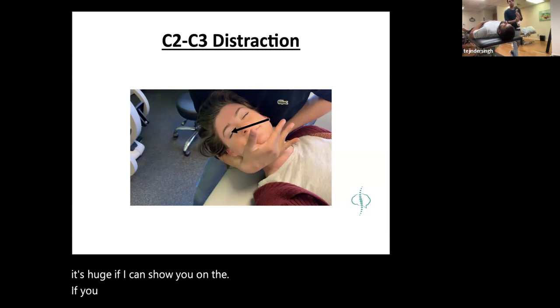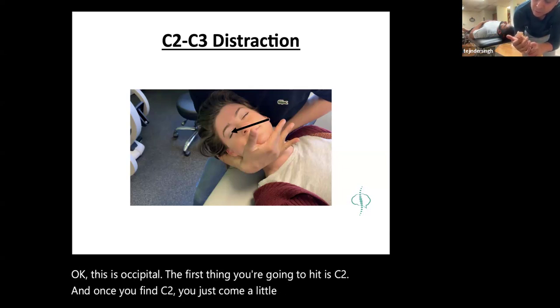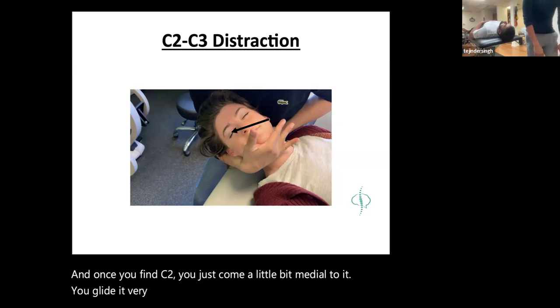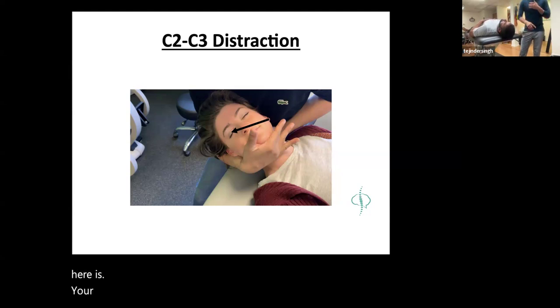If you look at this spine model, this is the occiput. The first thing you're going to hit is C2. Once you find C2, you come a little bit medial to it and you glide it. Very, very simple technique. The only minor difference here is you're palpating towards the contralateral eye, not the ipsilateral eye.